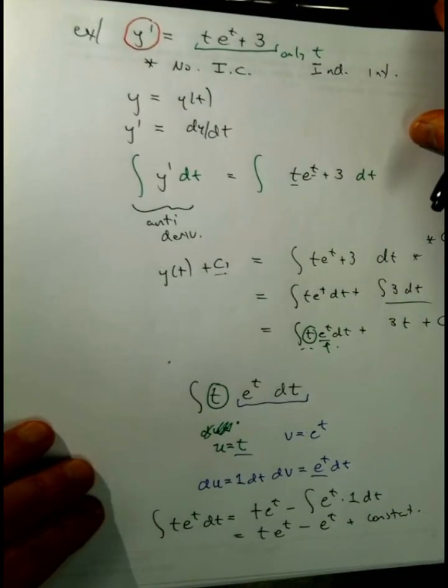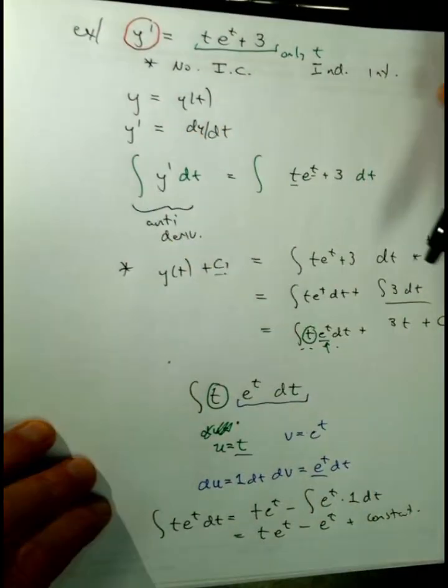So what do I have? Plugging back into here, I now have that y of t plus c1 is t e to the t minus e to the t plus 3t plus some constant. And my goal is to find this y of t, so I can subtract that from both sides.